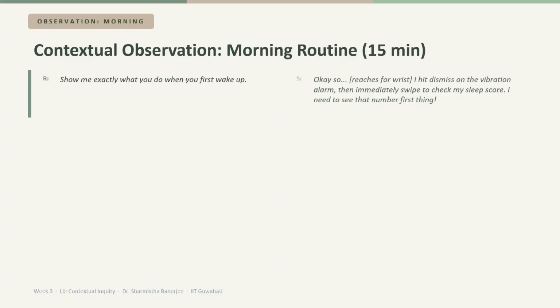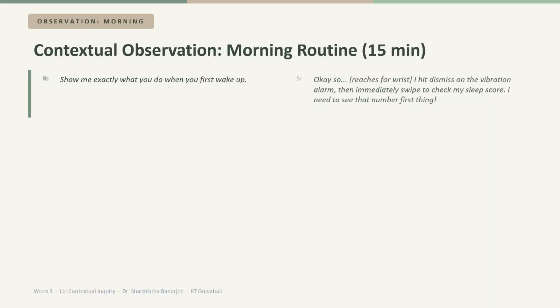Now, it is not exactly morning. So, I might ask her to just simulate how you wake up. So, again, simulation always has problems. The user will tend to miss out on something. Show me exactly what you do when you first wake up. Okay, reaches for wrist, I hit dismiss on the vibration alarm, then immediately swipe to check my sleep score. I need to see that number first thing.